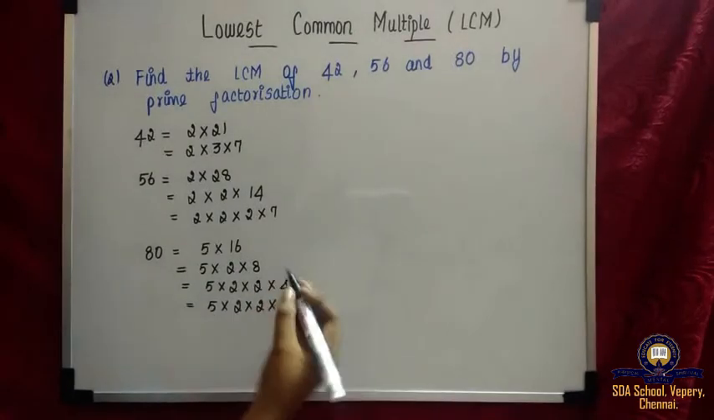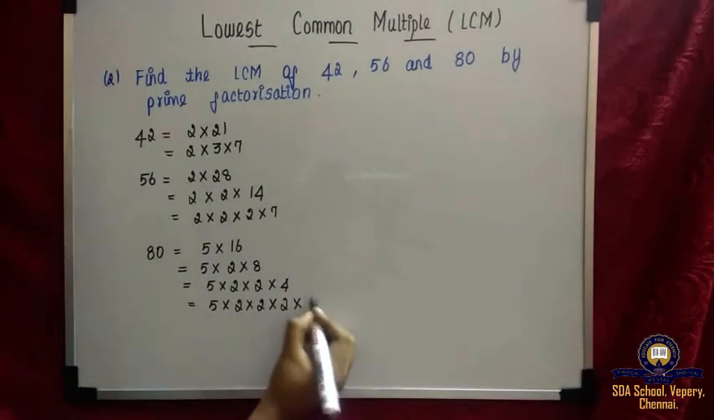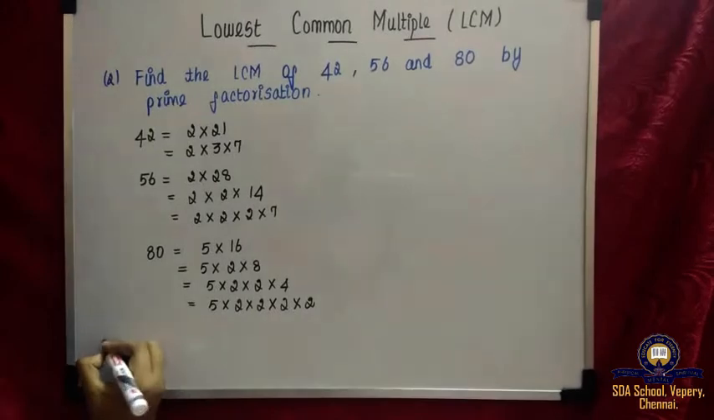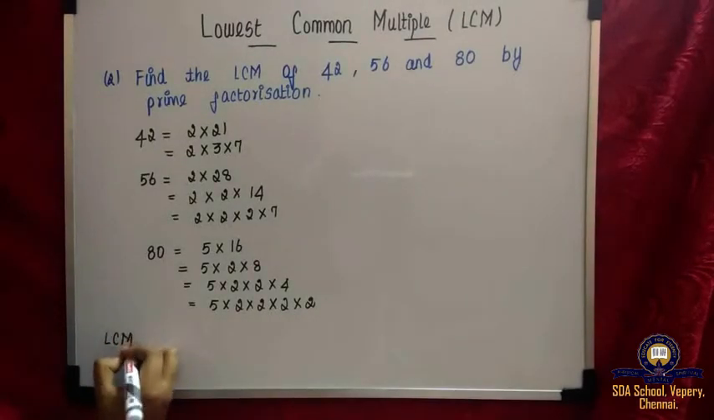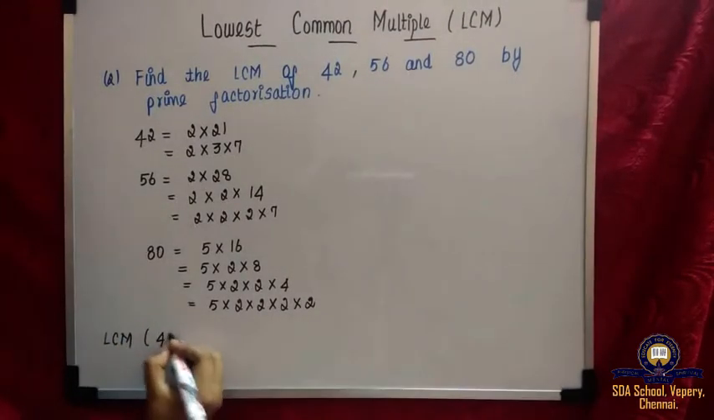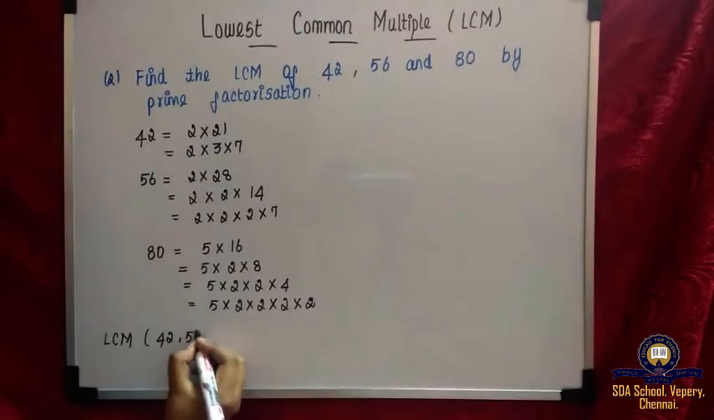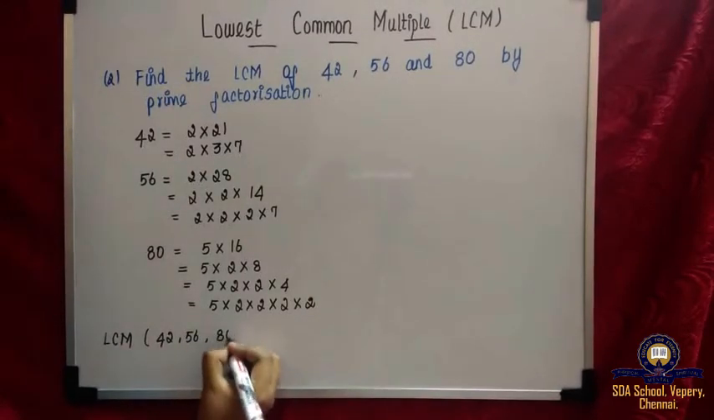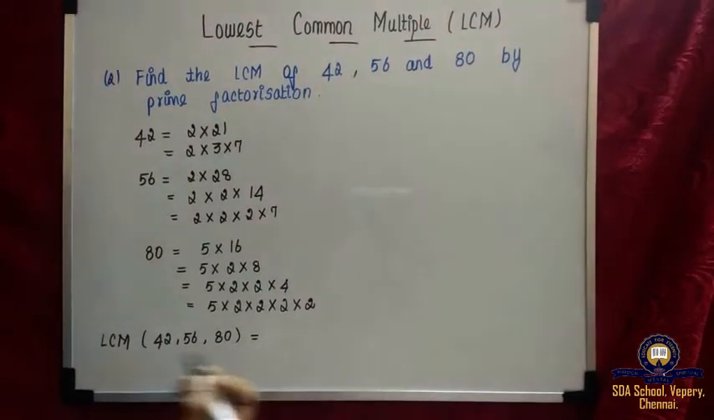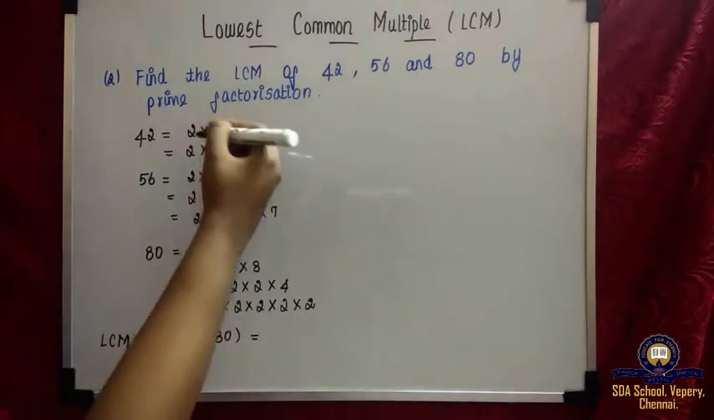And 4 can be written as 2 into 2, right? Now the LCM of 42, 56 and 80. You have to compare and take the prime numbers that have repeated the highest number of times. So we have to compare all of this.